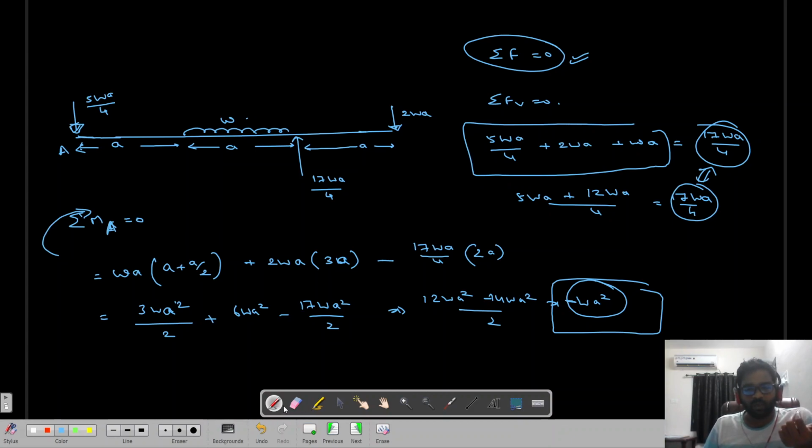So for that, we have to apply WA square moment on the beam at any particular point, but in clockwise direction, because this is the net moment that is acting on the beam right now. So to keep the beam in moment equilibrium condition, we have to apply the same quantity of moment but in the opposite direction. Here the net moment that is acting is in anti-clockwise direction, so we have to apply clockwise moment. We can apply this clockwise moment at any point.